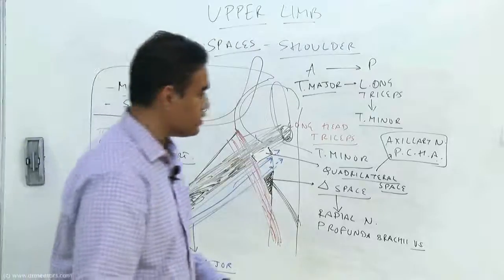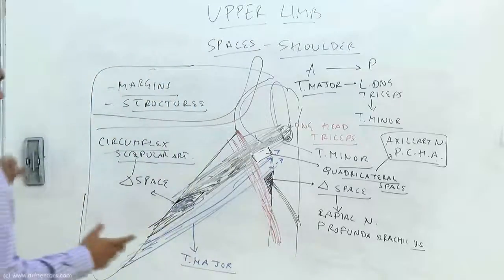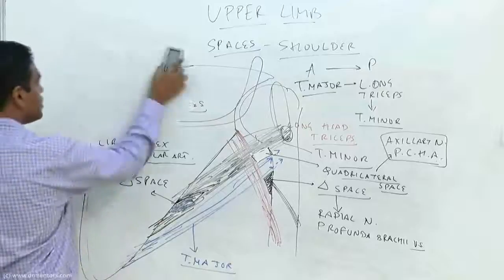Now moving on from this topic on spaces around the shoulder, let's see a few points of the shoulder joint.